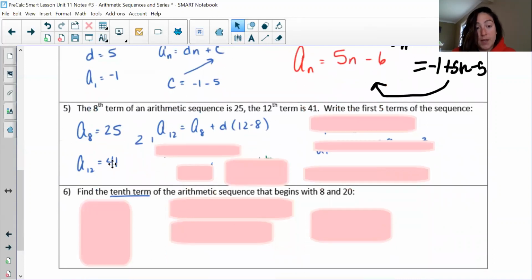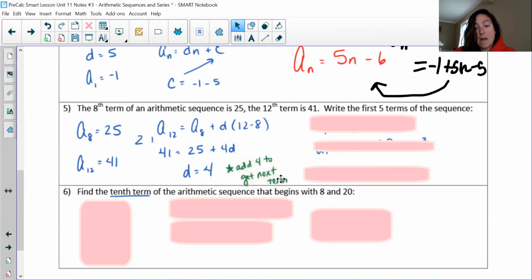And then substitute in the values we know for A sub 12 and A sub 8. The reason is to find D, because we need to find D. So substitute in 41 equals 25 plus 4D. So we end up getting D to be 4. So that means that we add 4 to get the next term, right? That's what our common difference is. It's what we're adding from term to term.